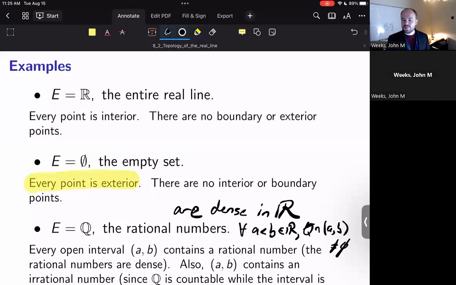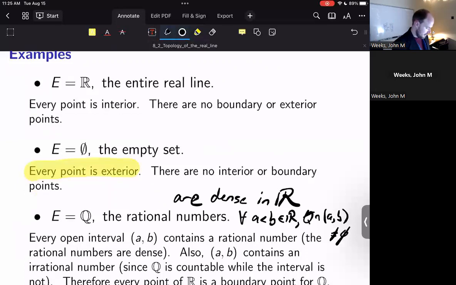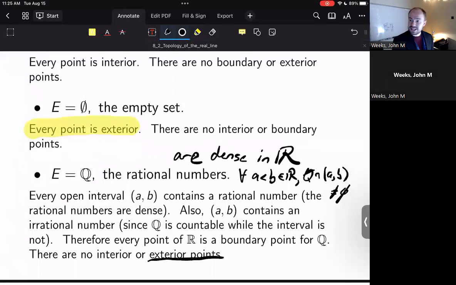Well, we know that the rational numbers are going to have non-empty intersection with any open interval. Well, what does that tell us about exterior points? Remember, exterior points means if you take an epsilon neighborhood around the point, there exists one of those epsilon neighborhoods that does not intersect the set Q at all. But that means none of those can exist, because epsilon neighborhoods are open intervals. If you intersect them with the rational numbers, it's not empty. You're always going to find a rational number in there. So that means there can be no exterior points.